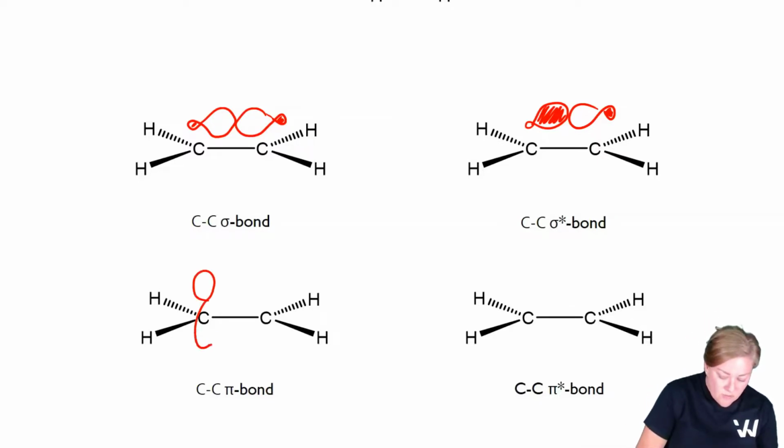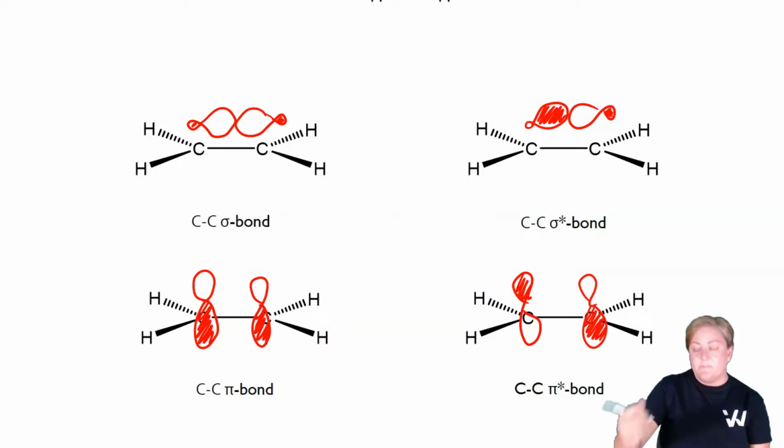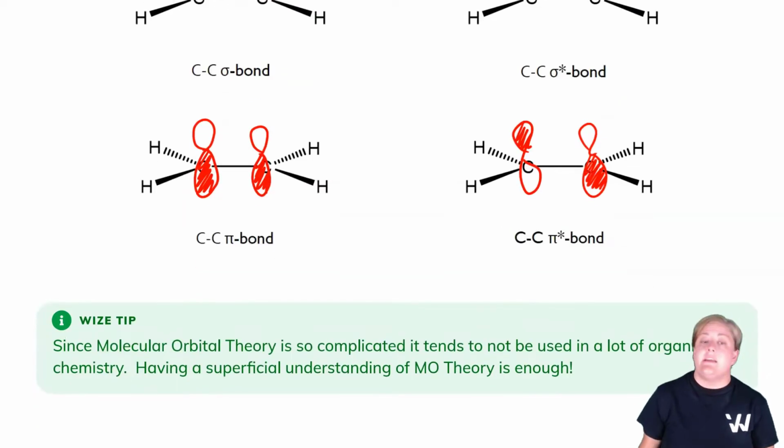The pi bond requires p orbitals, like so. The pi bond should be in phase, and the antibond should be out of phase, like so, where we have the two different lobes shaded in a different way. So this just shows you the sigma star and the pi star of ethene. Since molecular orbital theory is so complicated, it tends to not be used a lot in organic chemistry. Having a superficial understanding, being able to draw what I just drew, will be more than enough to get you through your courses.